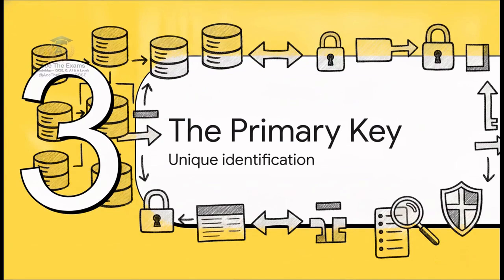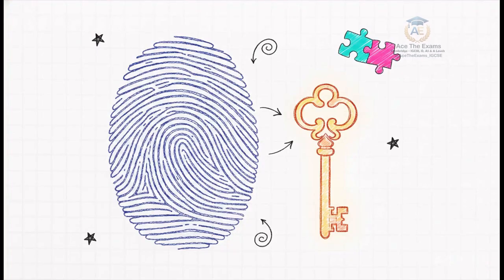Section 3. The primary key. Now we arrive at the most critical organizational tool in your entire database arsenal. This concept right here, this is what separates the top-tier candidates from the rest of the pack. To prevent total chaos, the primary key ensures we never confuse two identical people or items by giving each row a totally unique identifier.